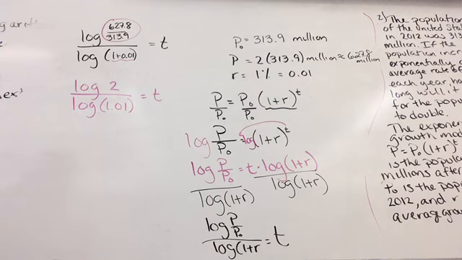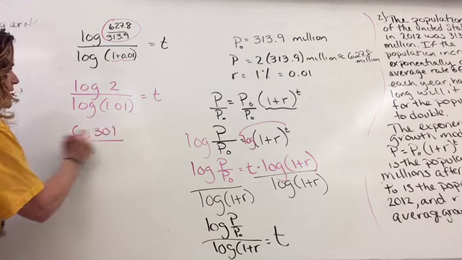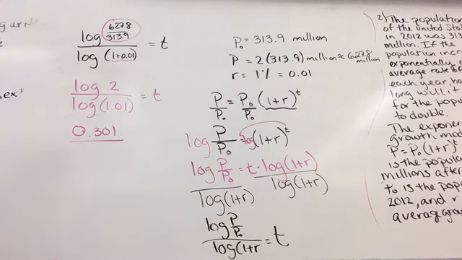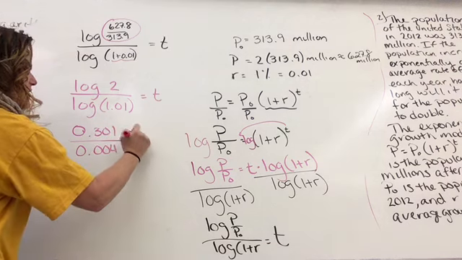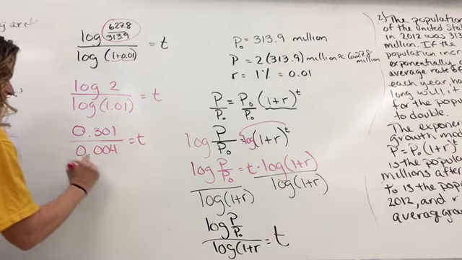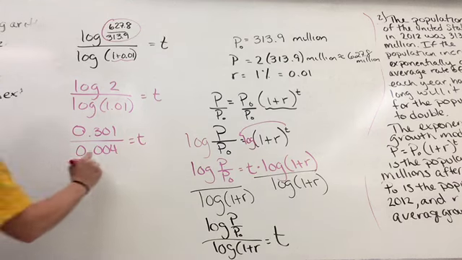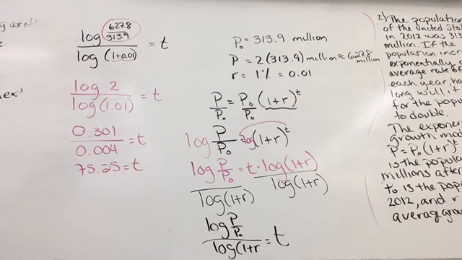These are base 10, so we're going to plug it into our calculator and get decimal equivalents. The log of 2 is 0.301 divided by the log of 1.01, which is 0.004. That gives me T. And so when you finish that and divide it, it's about 75.25 for T. Now, what that means, because they asked us how many years it would take for the population to double.